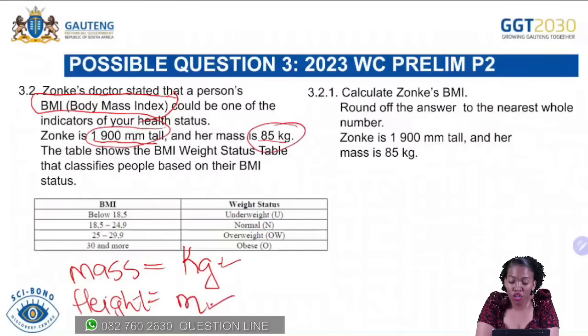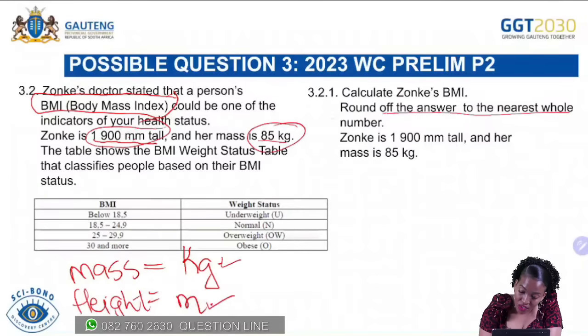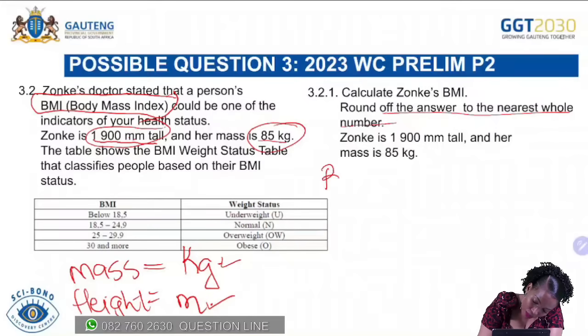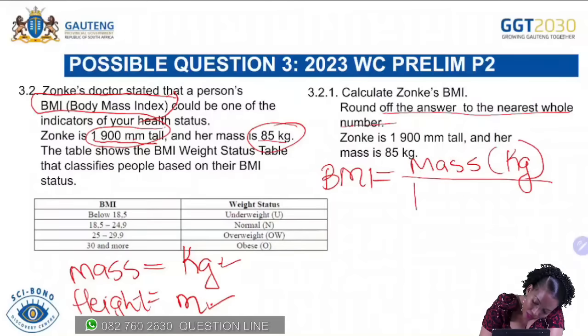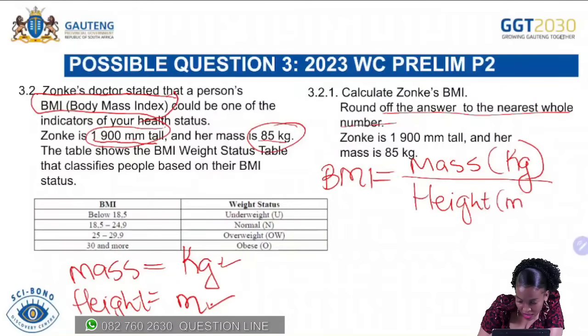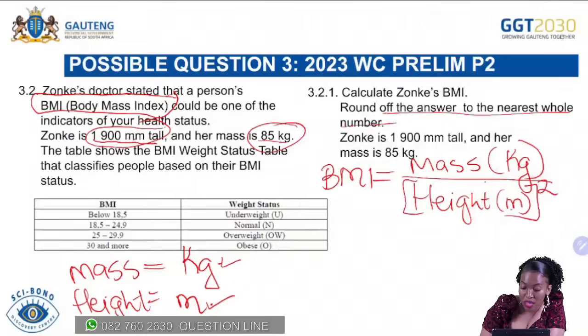So question, calculate Zonke's BMI, and then you must round off the answer to the nearest whole number. Guys, when we calculate BMI, the formula for BMI is BMI equals mass, I said the mass must be in kilograms, over the height. The height must be in meters, but the height must be squared. It must always be in meters. So this is the formula.